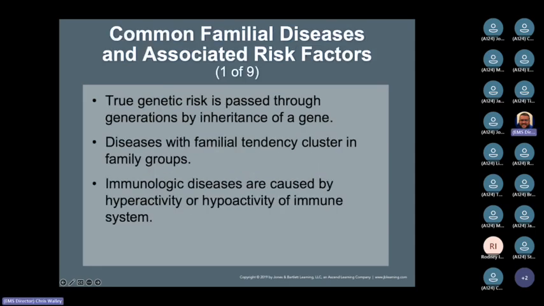Some common familial diseases and associated risk factors. A true genetic risk is one that is passed through generations by inheritance of a particular gene, and diseases with a family tendency seem to cluster in a family group despite a lack of evidence for heritable gene-associated abnormalities. Immunologic diseases are caused by hyperactivity or hypoactivity of the immune system. A person who has an allergic tendency is said to be atopic.